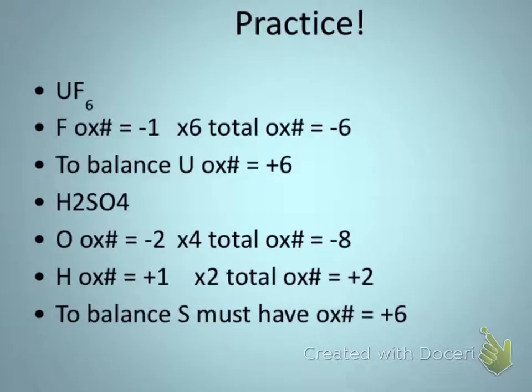Okay, so I've got UF6, uranium hexafluoride, and I've got H2SO4. So I'm going to start off with the UF6. When we start doing oxidation numbers, the first thing we do is go to our rules and look to see if anything in this compound has a specific rule associated with that element. Fluorine. And fluorine's rule is that it always has an oxidation number of -1.